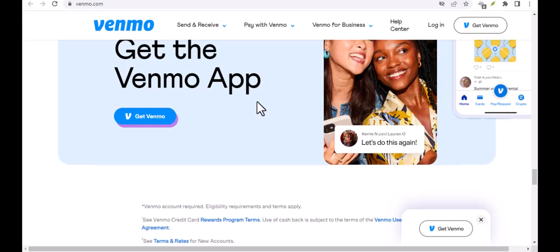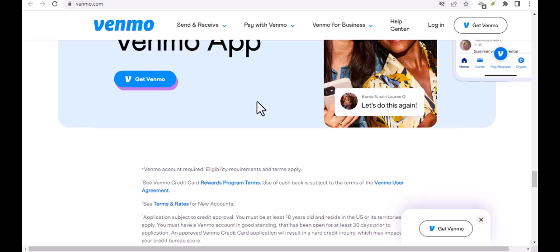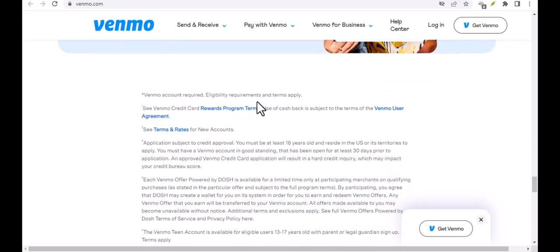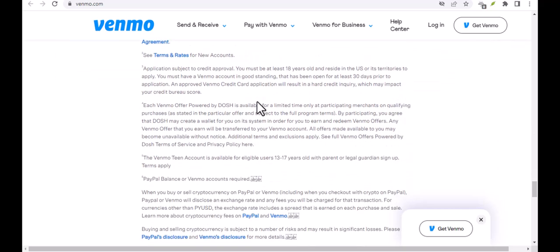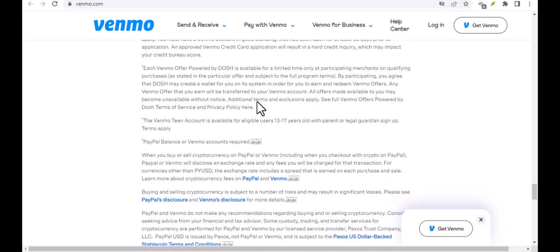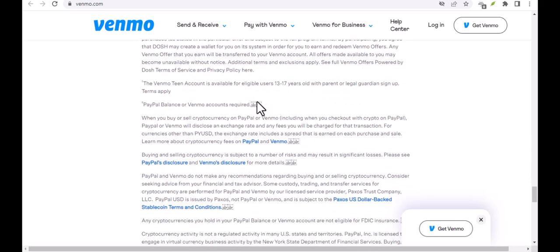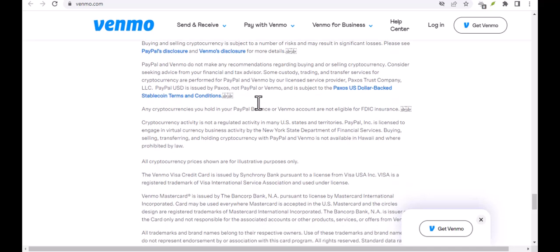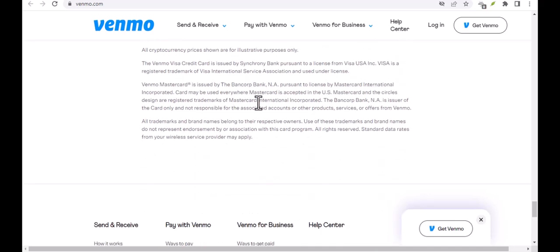Scenario 2, unauthorized transactions. If you notice an unauthorized transaction on your Venmo account, meaning someone sent money without your permission, you should report it to Venmo immediately. This is considered fraud, and Venmo has procedures in place to investigate and potentially reverse the transaction. You'll need to provide evidence that the transaction was unauthorized, and Venmo will likely require you to change your password and take other security measures.